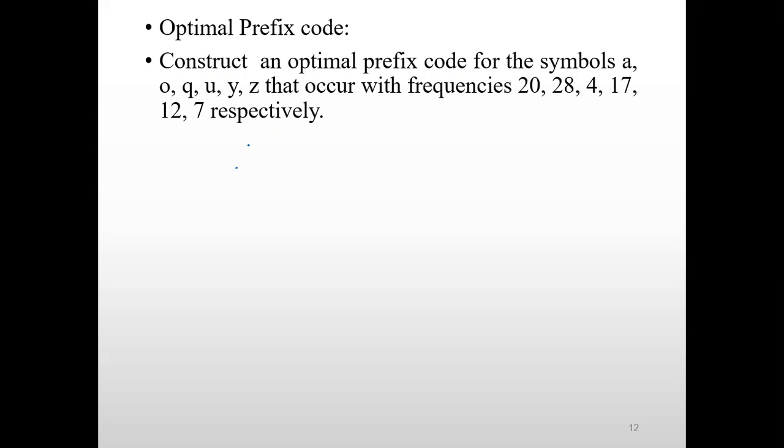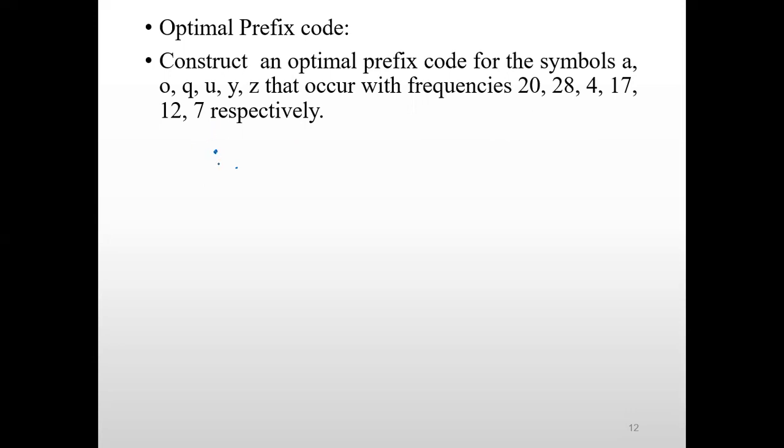We will construct the optimal tree first, and after that we will drop all the weights of the leaf nodes, and the children will be assigned the values zeros and ones. That means the left child will be assigned the value 0 and the right child will be assigned the value 1. Consider the example, and as usual we are arranging them in ascending order.